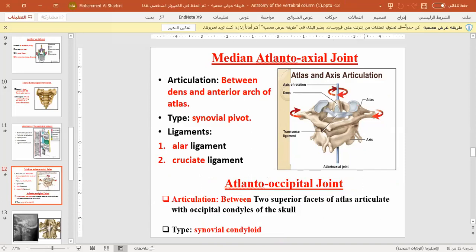Doctor? Yes. Does the atlas have a facet? Yes, it has the superior articular, which is named the facet or process. The same name, don't worry. This articular process is the facet, some books name it a facet. If it is confusing for you, you can say that it is superior articular. Okay.